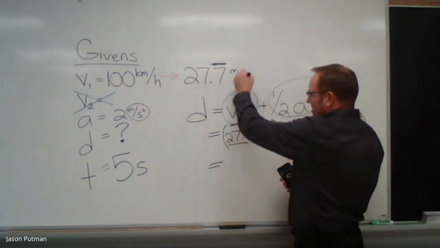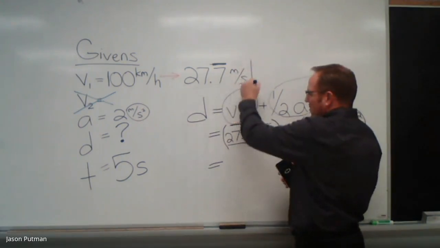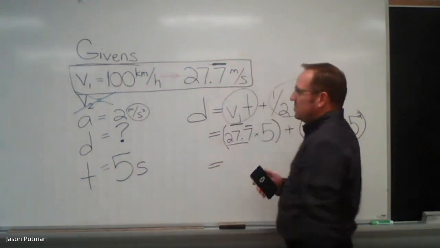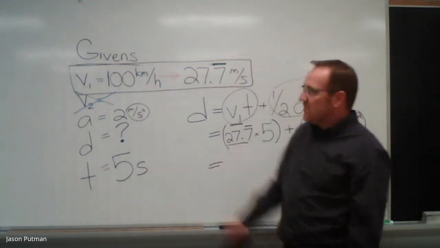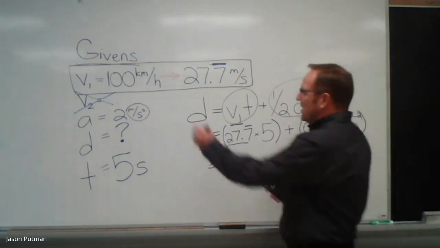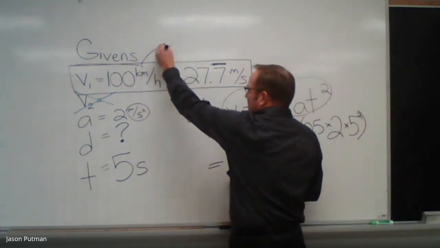And if you look up here, sorry, there's a little bit too much on the board right now. V1 was 100, but the 100 was kilometers an hour. So it had to be converted to meters per second. And to do that, you divide by 3.6.